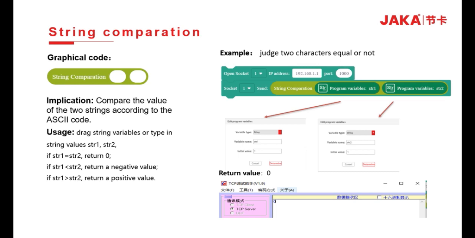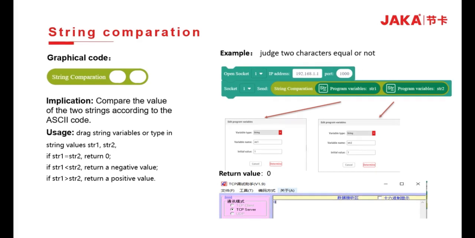On the example on the right, we are going to compare two strings, string 1 and string 2. Both of the variables have the same number, 1. So here the instruction is making a comparison between string 1 and string 2, and the values return 0.